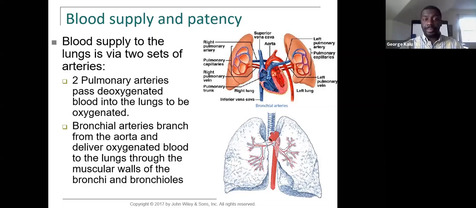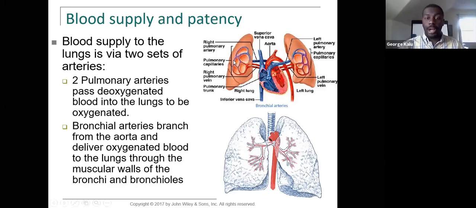The second type of arteries we're going to see in the lungs are called the bronchial arteries. The bronchial arteries are specifically there to supply oxygen and nutrients to the lung tissue, kind of similar to the coronary arteries in the heart. Just like the myocardium needs its own supply of oxygenated blood in order to continue working, the lungs need the same thing.